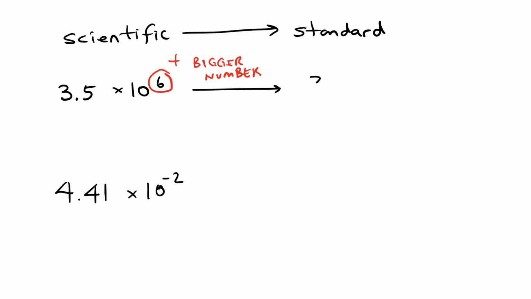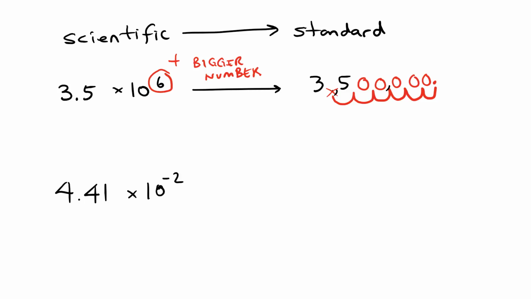Now I'm going to write 3.5 here, and I need to move the point 6 times to make it a bigger number. If you notice, if I move the point to the left, I am going to have a smaller number. So I'm going to move my point to the right to make it a bigger number. 1, 2, 3, 4, 5, 6. My point needs to be here instead of there. And I need to fill all the spots with zeros. Now the number that I will have is 3,500,000.